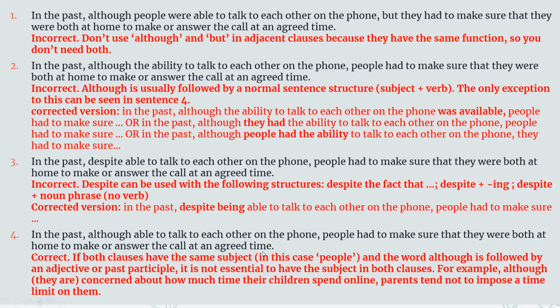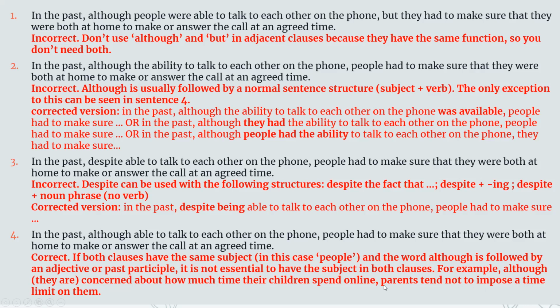For example, this is not actually in the sentence: although concerned about how much time their children spend online, parents tend not to impose a time limit on them. So this is fine. These two clauses have the same subject, parents, and here, they are. So I could remove they are, it's fine. Although concerned about how much time their children spend online. So far, you don't know who we're talking about. We are missing the subject, but the second clause makes it clear.